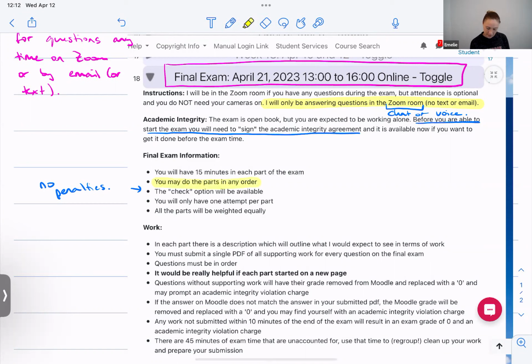So you may do the parts in any order. I can't stress that enough, because I don't want you to start with a part that, so if part 1 is not a good section for you, then I don't want you to start there. I want you to start with something that you're comfortable with and then work through it.